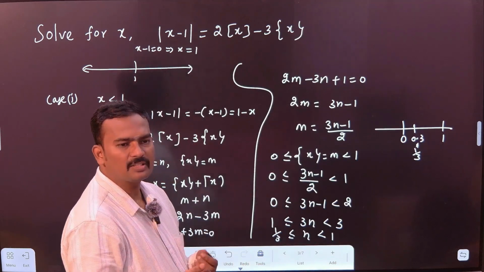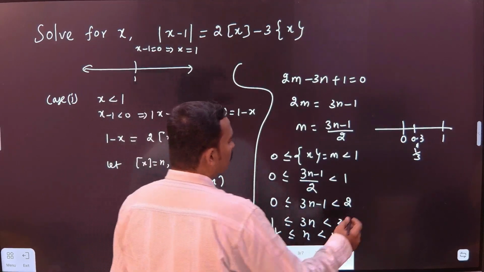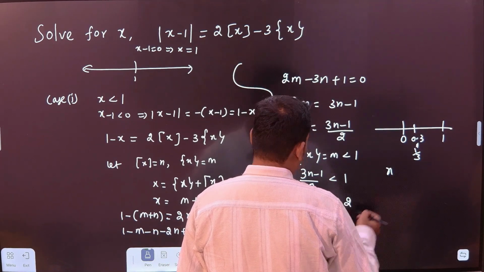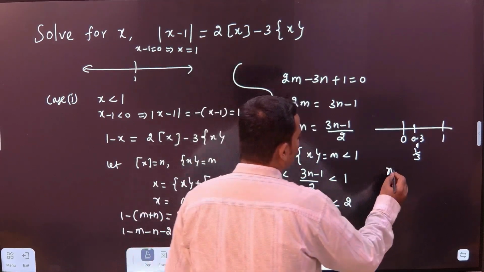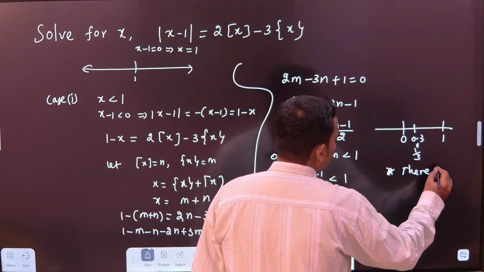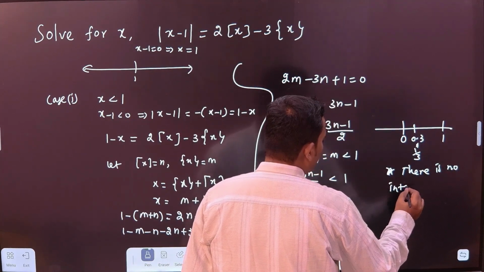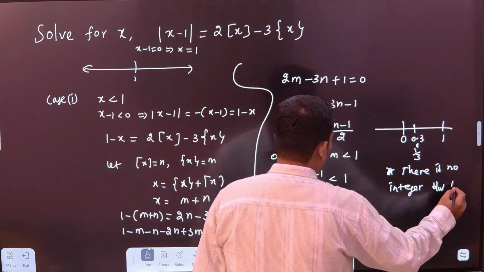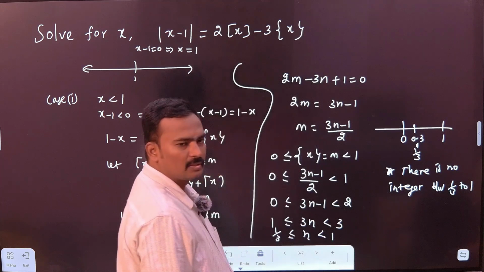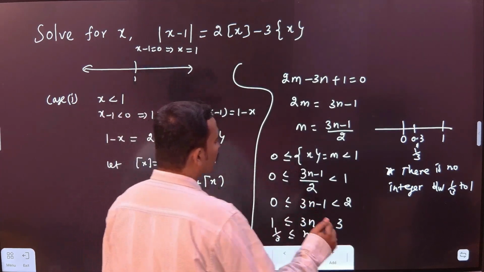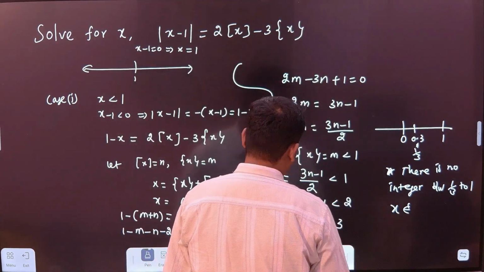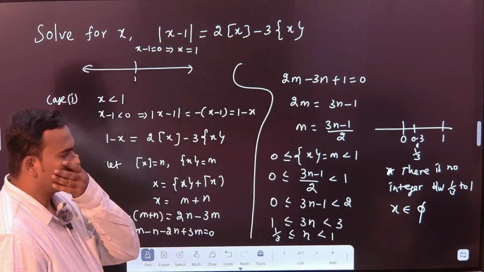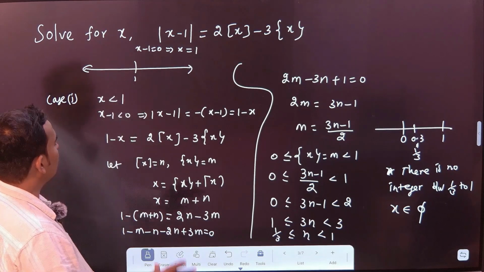Is any integer possible? No integers. So there is no integer between 1 by 3 and 1, right? So n is not available. Therefore, there are no solutions for this case. x belongs to the empty set. Clear? The first case is the empty set.